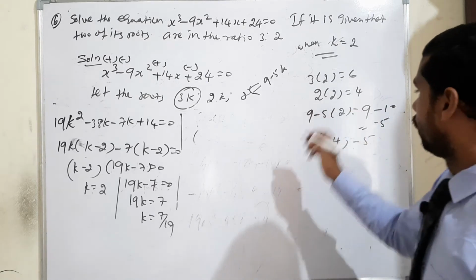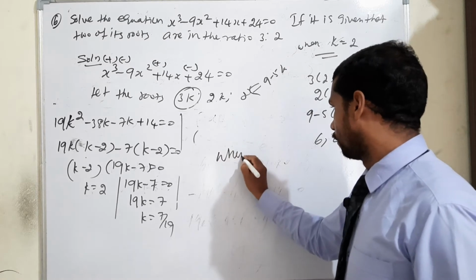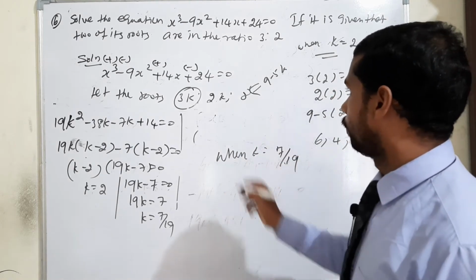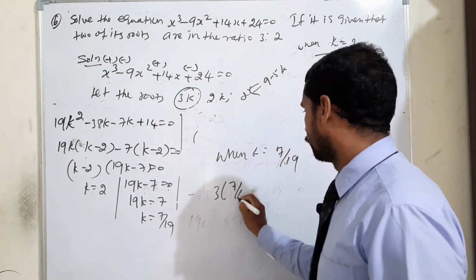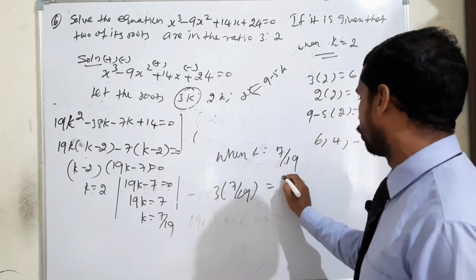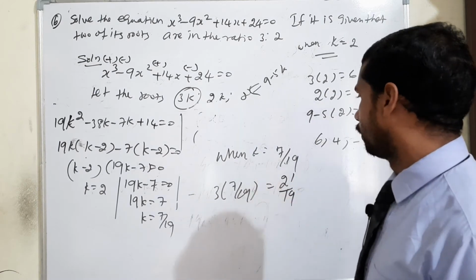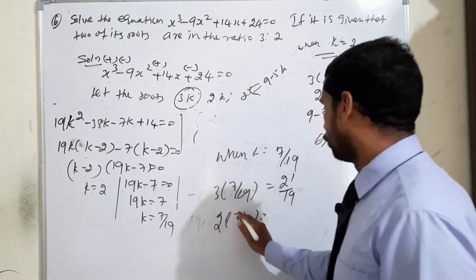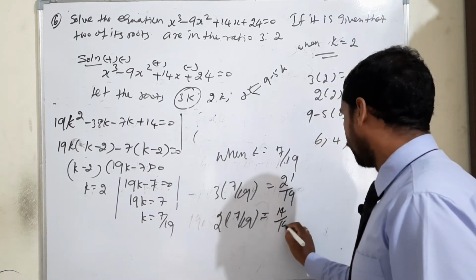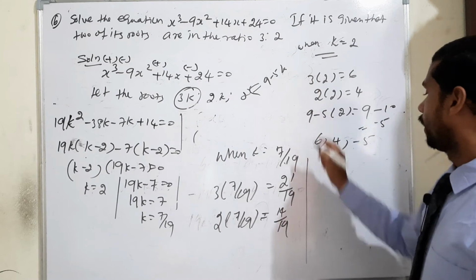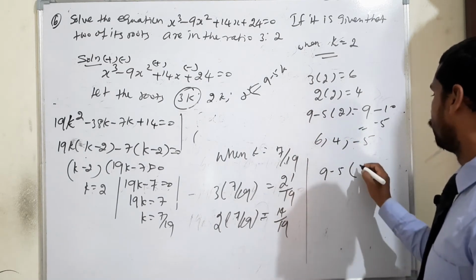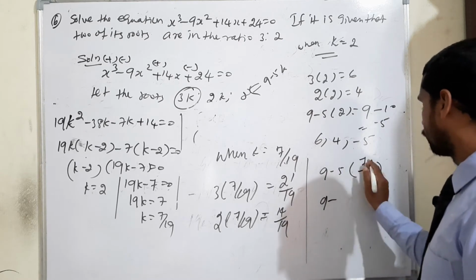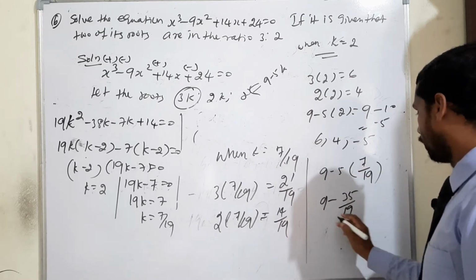Then second part, when k is equal to 7 by 19. So 7 by 19 means 3 of 7 by 19. Definitely 3 7s are 21. So 21 by 19. Then second part, 2 into 7 by 19. 2 7s are 14. Therefore 14 by 19. Third one, 9 minus 5k, isn't it? So 9 minus 5 into 7 by 19. Again 9 minus 5 7s are 35 by 19.